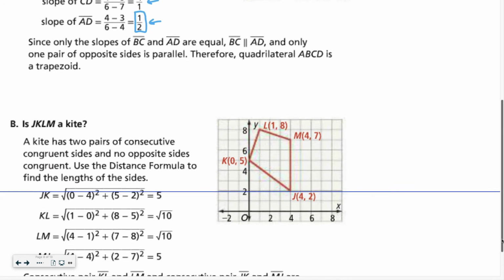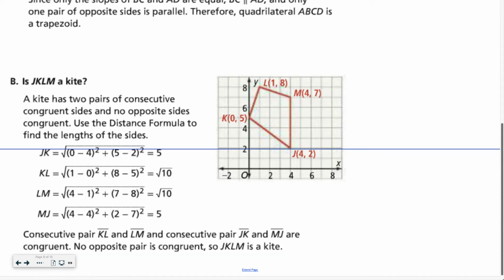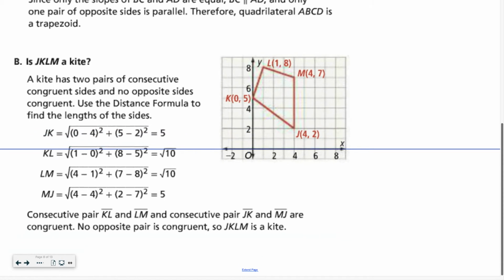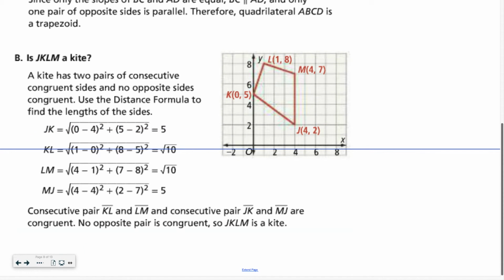Okay? And then if we want to know if something's a kite, a kite has two pairs of consecutive congruent sides and no opposite sides congruent. So for a kite, you're going to use the distance formula to find the distance of all four sides. And you can see right away, okay, I have two sets of congruent sides, but the key part of making this a kite is they have to be right next to each other. So again, this is where drawing a rough sketch of where those points are really helps.